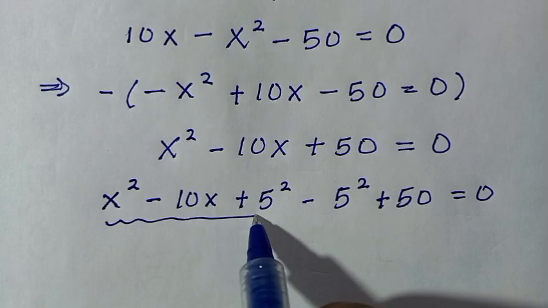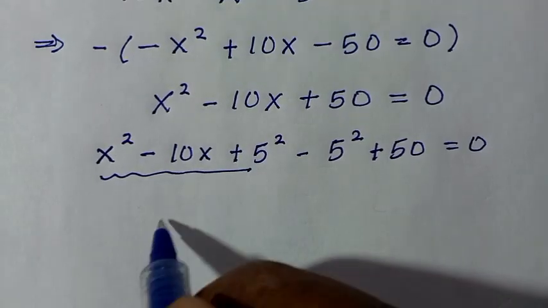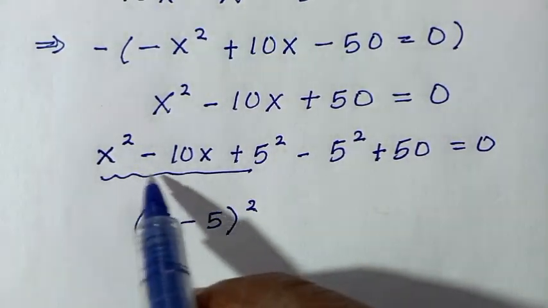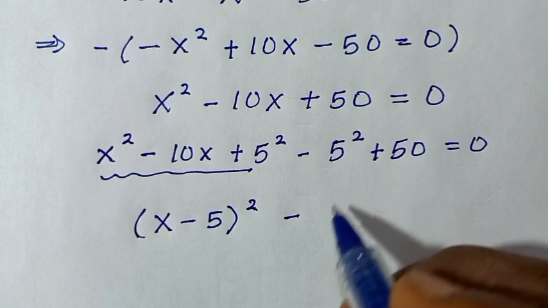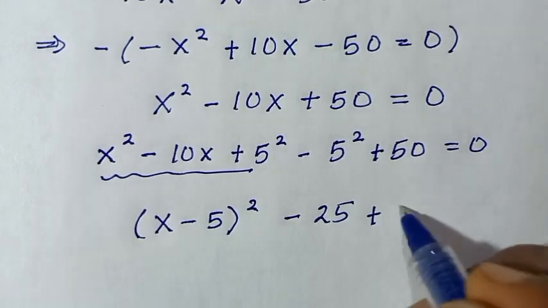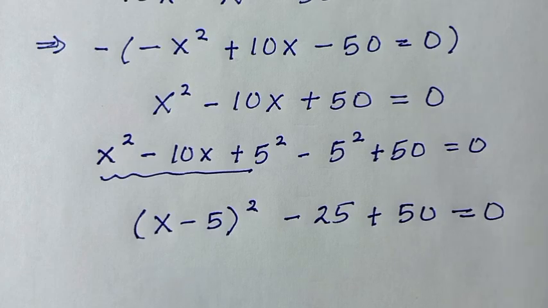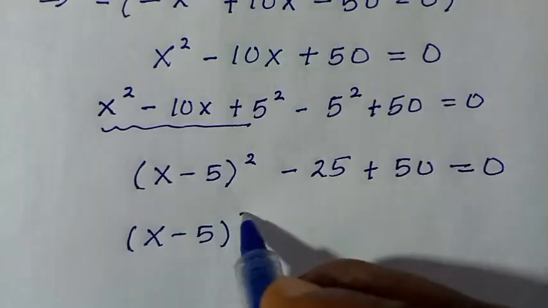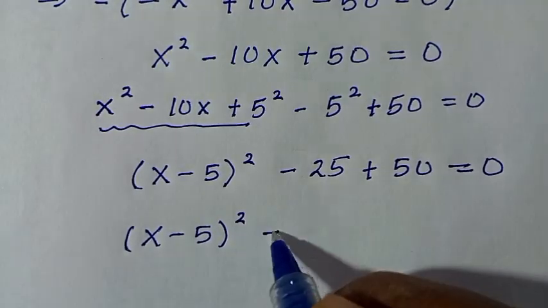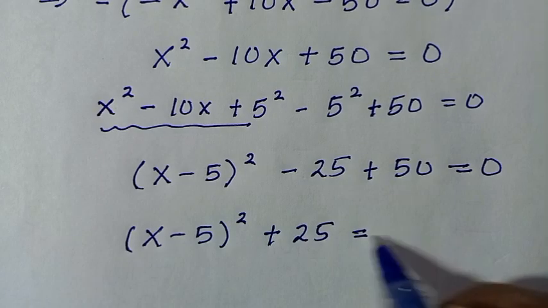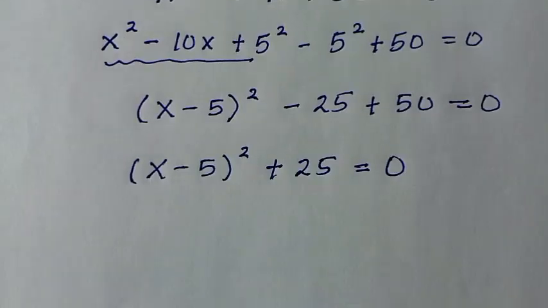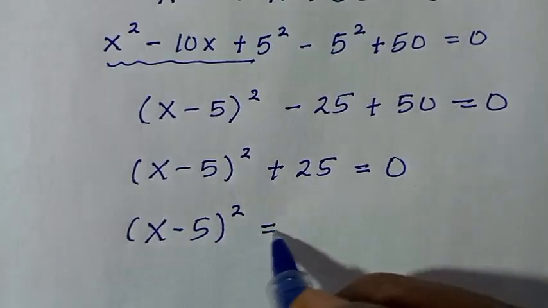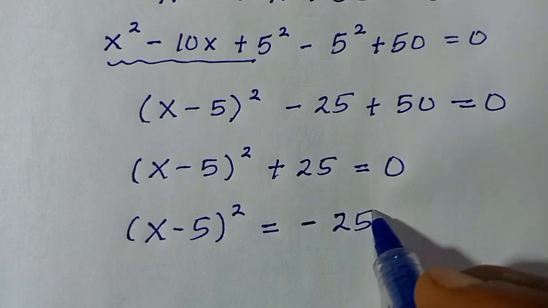So let's combine these together. From here we have x minus 5 raised to power 2, which is the same as what we have here. Minus 5 squared is minus 25, plus 50 equals 0. Then we have x minus 5 raised to power 2 minus 25 plus 50, that gives us plus 25, everything equals 0. Then x minus 5 raised to power 2 equals minus 25 when we transfer it to the other side.